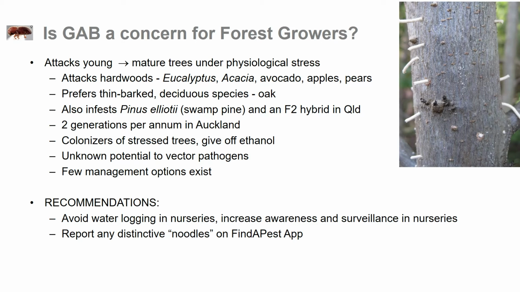So Scion's recommendations are that nurseries and nursery growers should be made aware that waterlogging needs to be avoided at all costs, and surveillance for these distinctive, though rather delicate and short-lived, what we call noodles in this picture. These are little extruded bits of sawdust, and they are a diagnostic symptom of GAB and should be reported via Find-a-Pest. But note, they're so delicate that after heavy rain, they are washed off quite quickly.